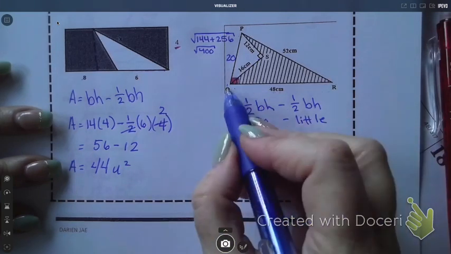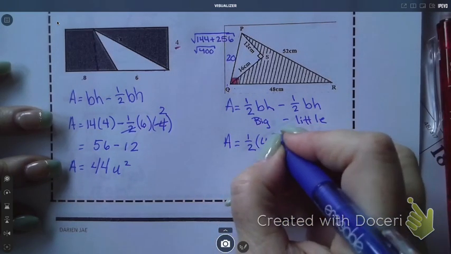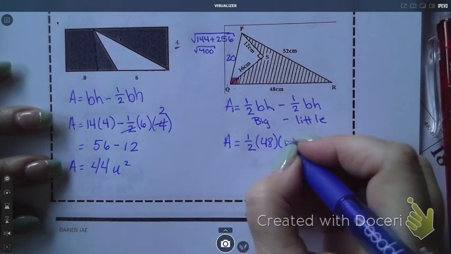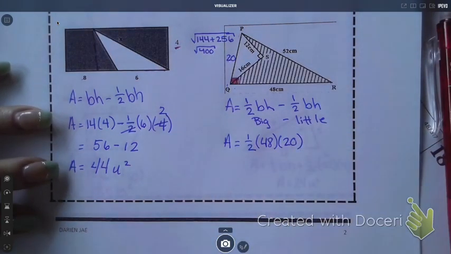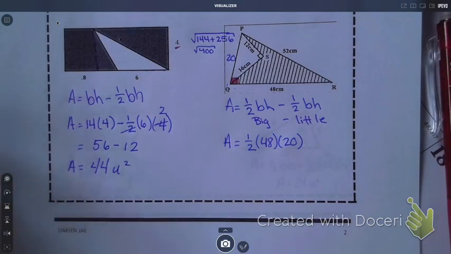Okay, so area equals 1/2. The base is what? 48. And the height is 20. Now, guys, does it matter if I put 20 first and then 48? No, because it's multiplication and isn't multiplication commutative? You can switch it.